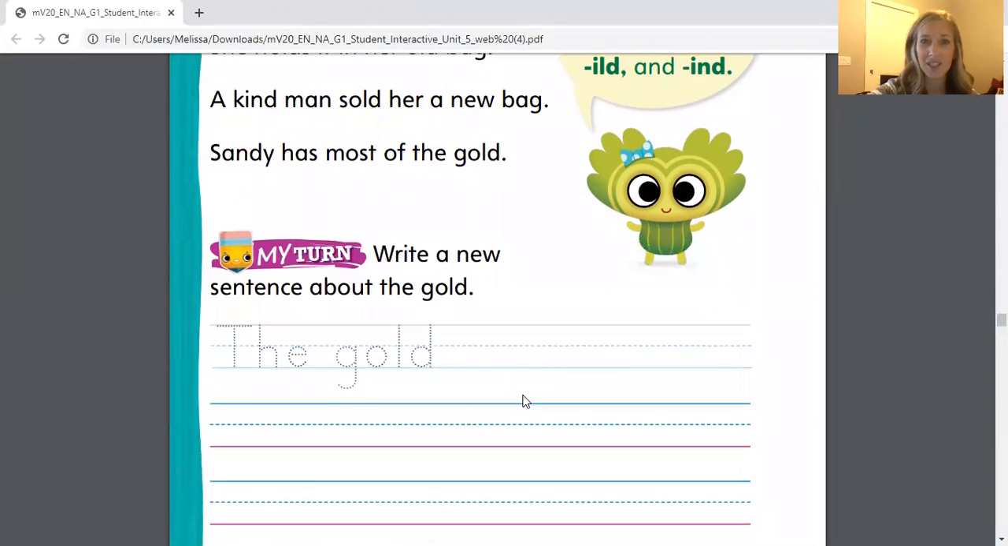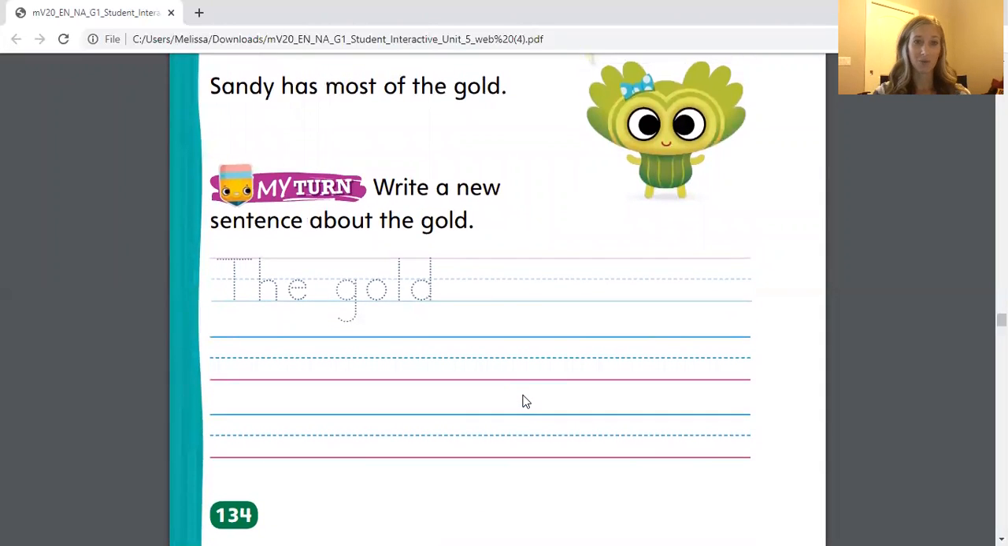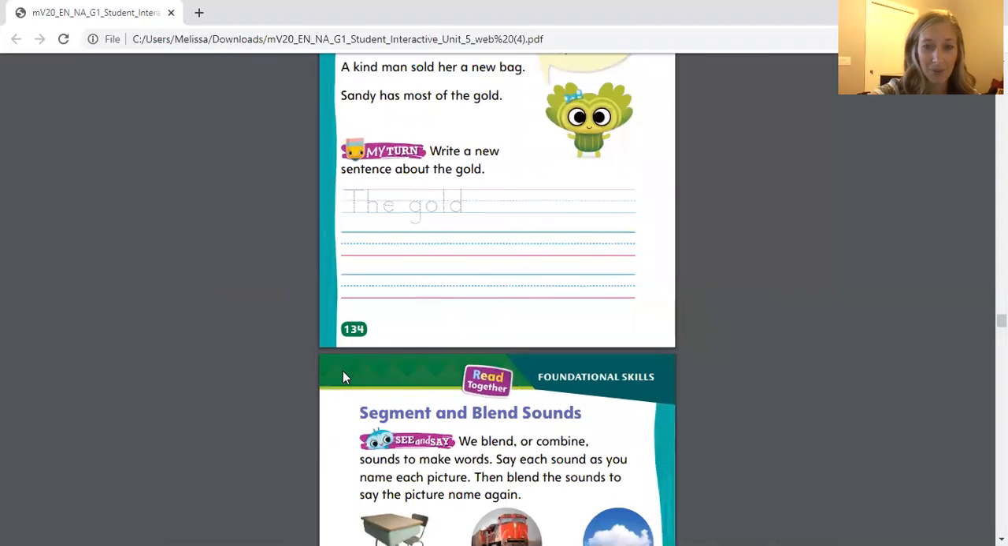All right, that word gold is used a lot on this page. So now your job is to write a new sentence about the gold. So you have a sentence starter already there for you. Trace these words. The gold, you could say the gold was heavy, the gold was shiny. You could be really creative. You could say something like the gold was stolen from the treasure. Okay, when you're finished, let's go ahead and move on.